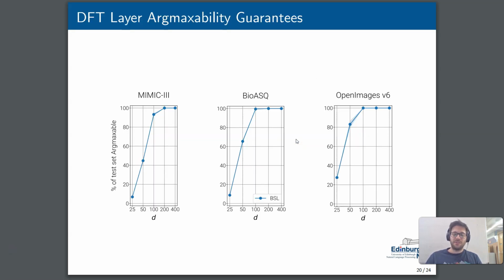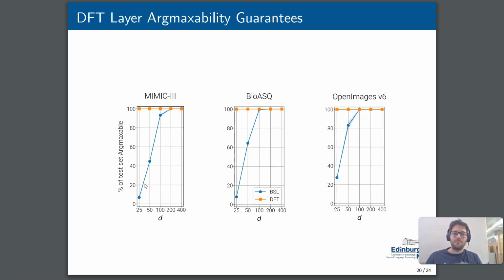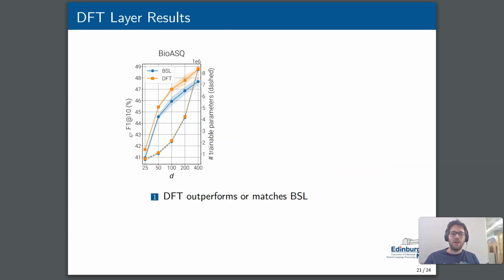Now, if we do that, the results: recall from earlier that the BSL has a large number of test set assignments that are unargmaxable when D is small. The DFT layer doesn't have this limitation. As maybe is expected in theory, we also verified this in practice. And then, in addition, we also evaluate the DFT layer on metrics. So we look at F1 at 10 here and compare it to the BSL.